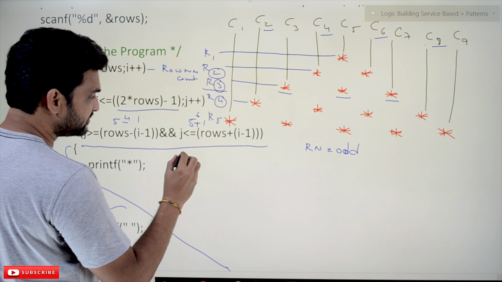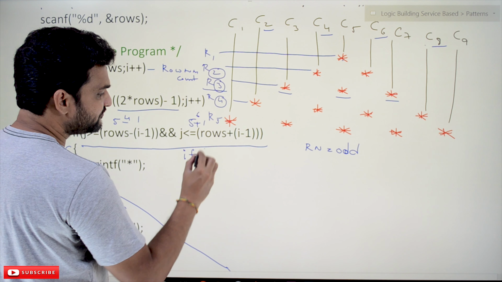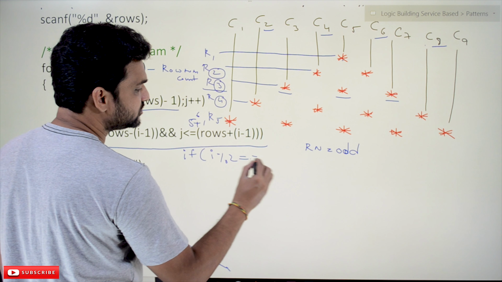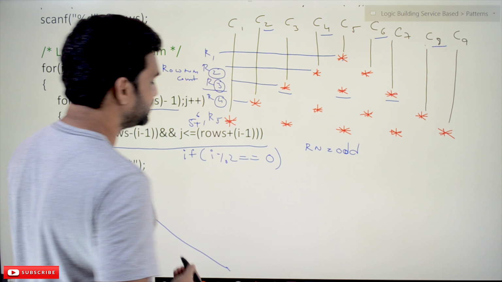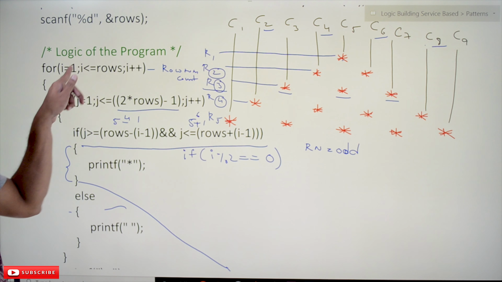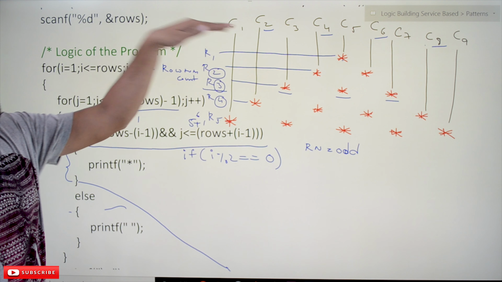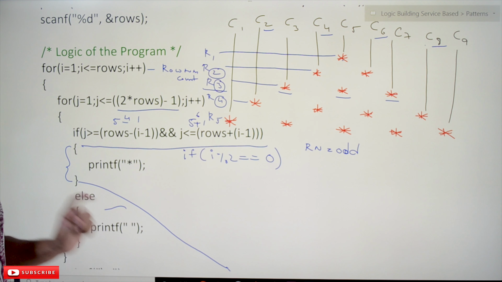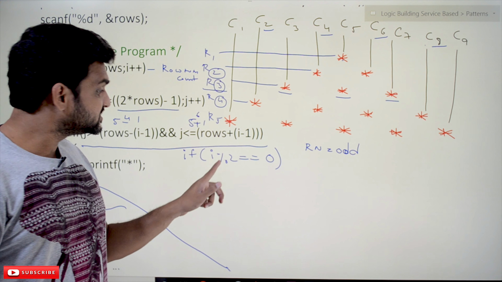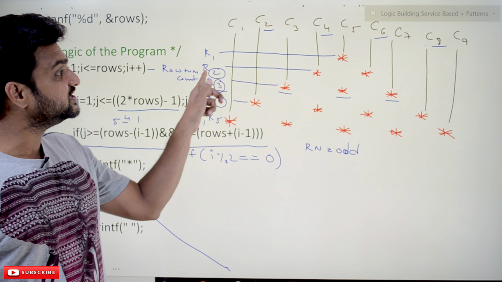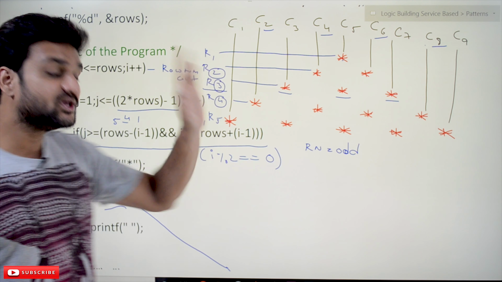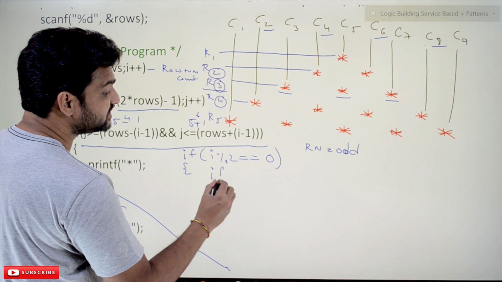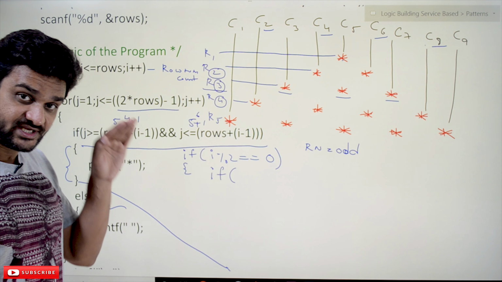So now the first if condition is: if i mod 2 is equal to 0. What does that mean? The value of i is the row which we are in. If this condition happens to be true, it means we are in an even number row. If we are in an even number row, we have to take another if condition. Another condition has to be satisfied.